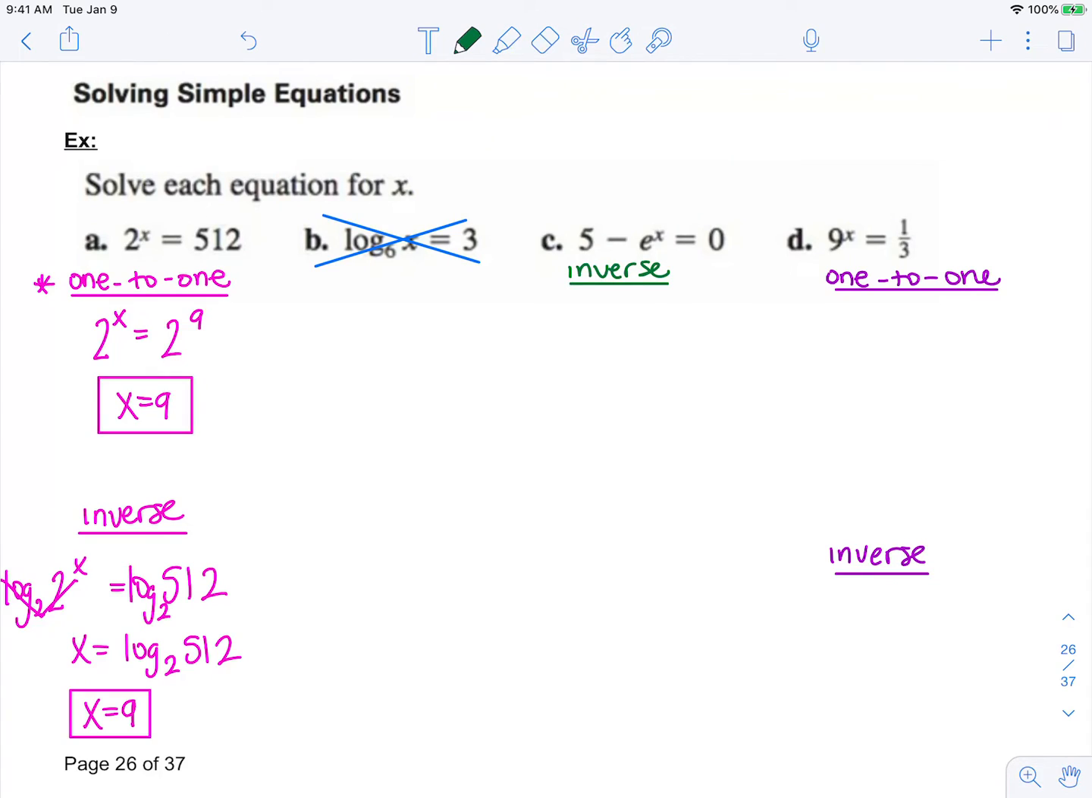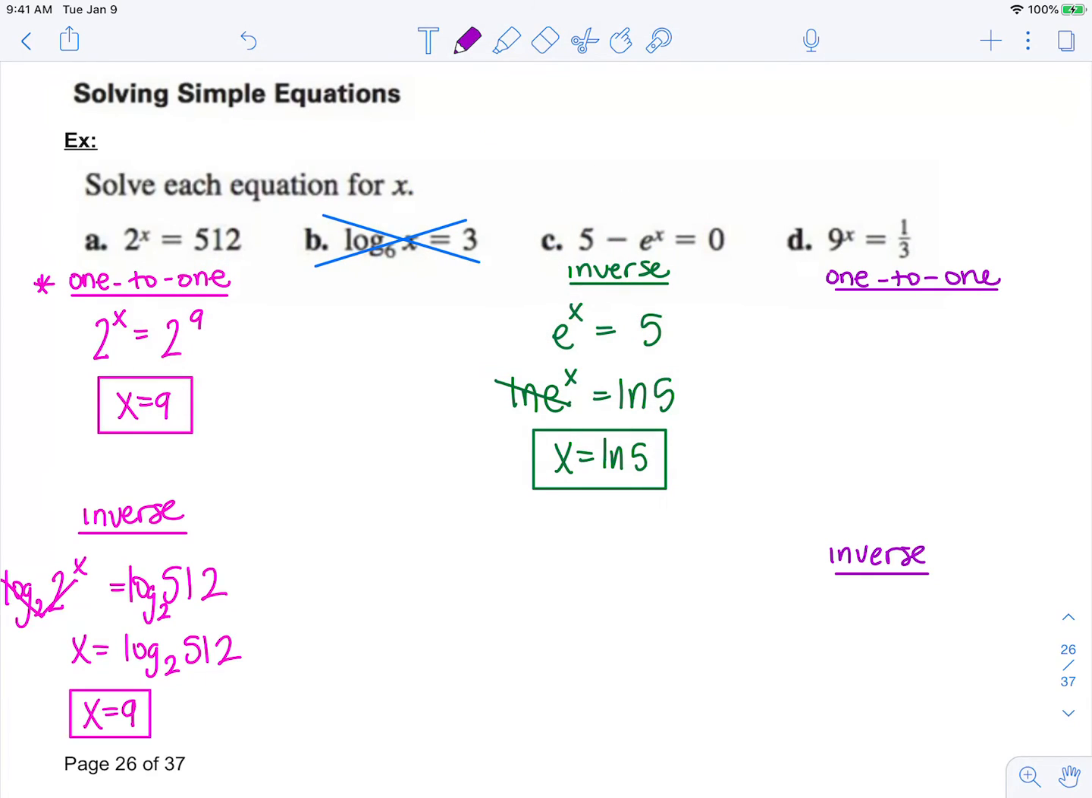So now in part C, I can't use one-to-one property because I don't have e to a power on both sides. So I can isolate e to the x by saying e to the x equals 5. So now inverse property tells me that if I take ln of both sides, then ln e will cancel, and I have x equals ln 5. And they're not asking us to round to a certain amount of decimal places, so I'm going to keep that exact answer.